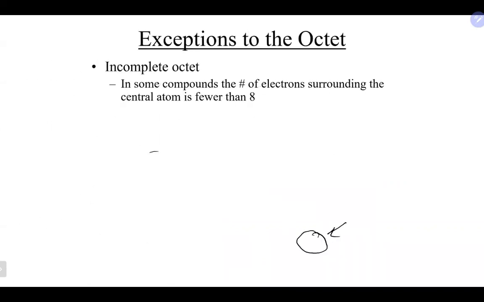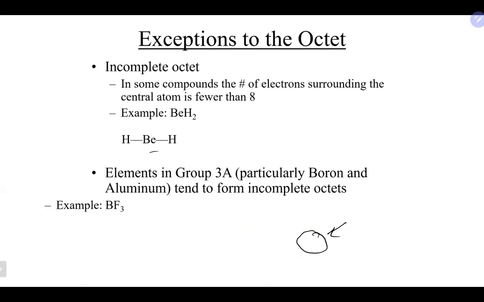So let's talk a little bit about some exceptions to the octet rule. Although in this particular class, we are not going to really draw any exceptions to the octet rule. When you go to 1A, you'll do nothing but draw exceptions to the octet rule. But here we'll basically stay with the octet rule.